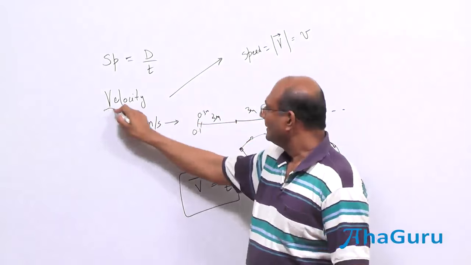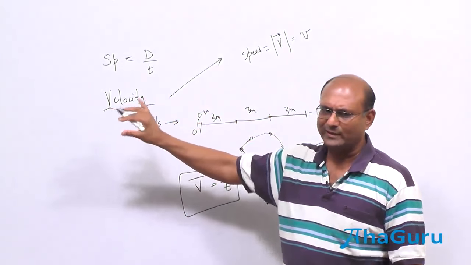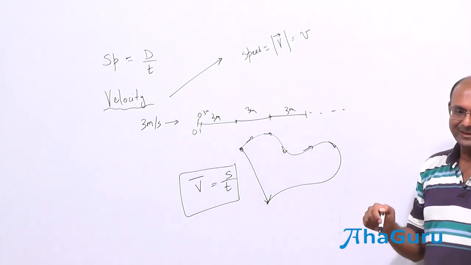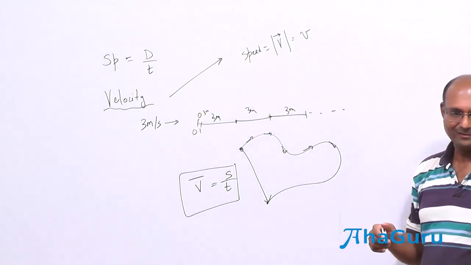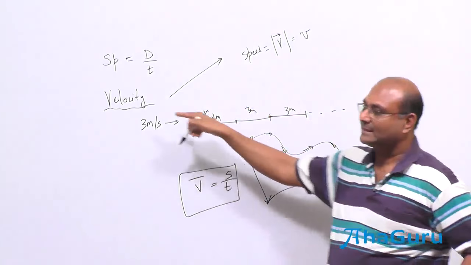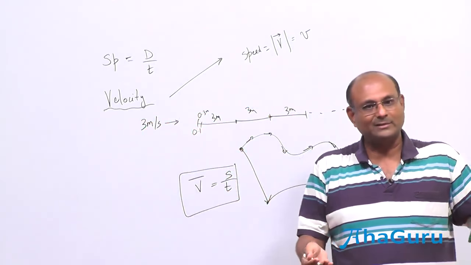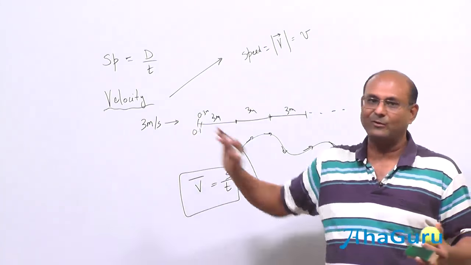This thing is not a very nice quantity yet, because though we can understand what velocity means, we have not defined velocity yet. We are saying if the velocity is 3 meters per second like this, I know what it means. But what is the velocity? That I have not defined. We won't define it for a while.